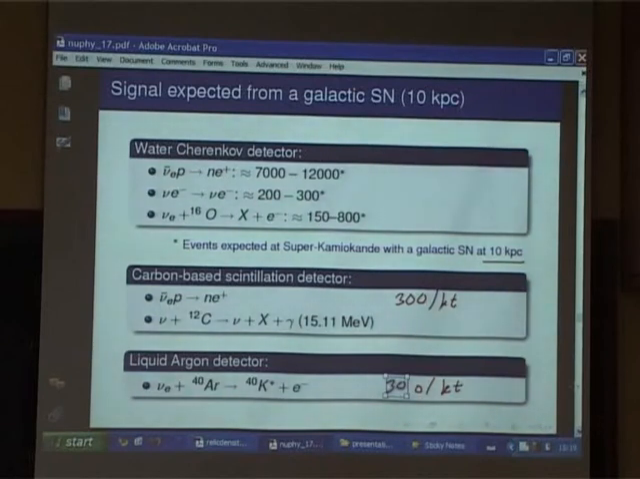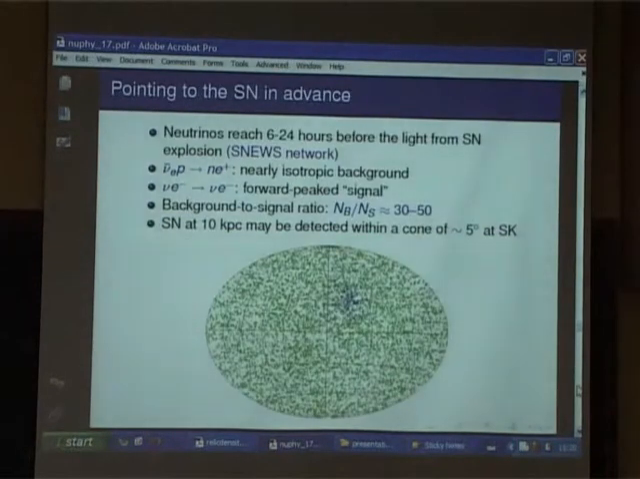10,000 is Super-Kamiokande. Which means that if you are able to complete building this Hyper-Kamiokande kind of detector, which are mega detectors, then this number of 10,000 will go to 200,000. So we are talking of a very large number of events. So what can we do with this?